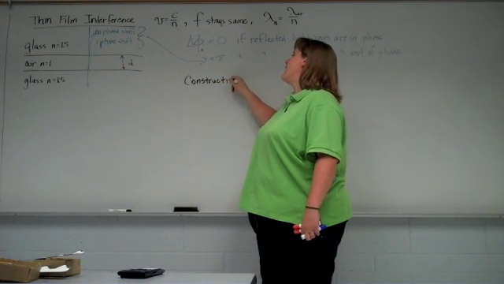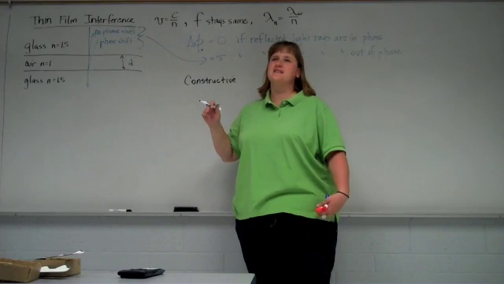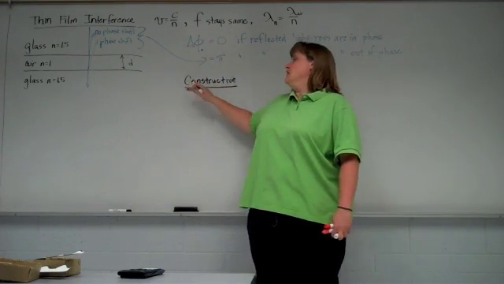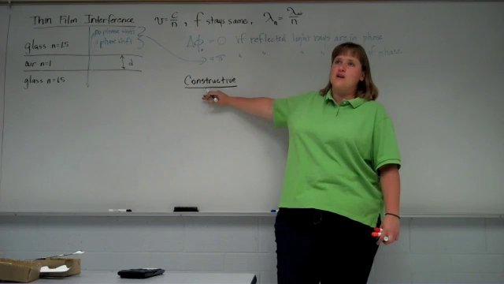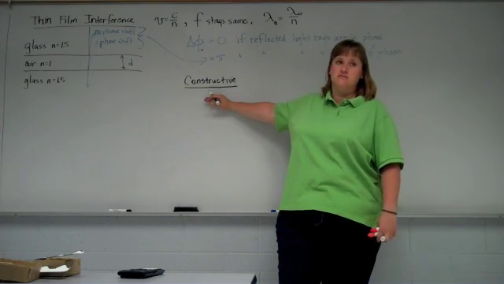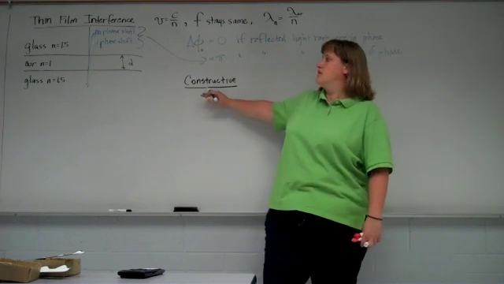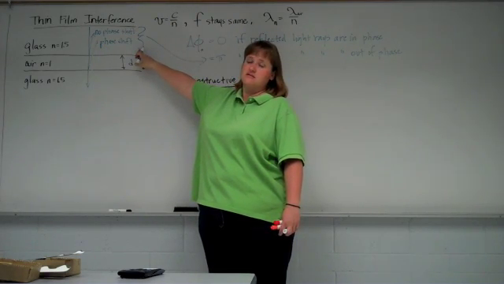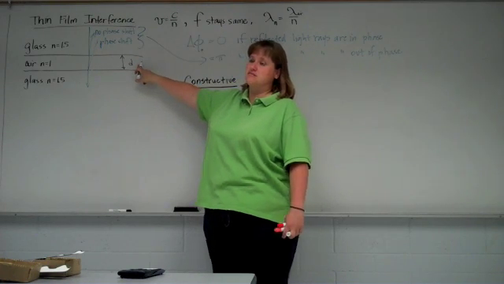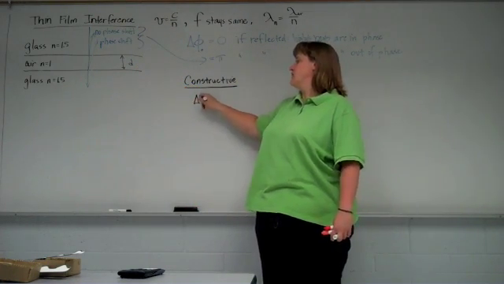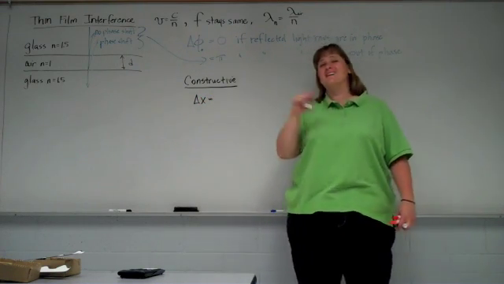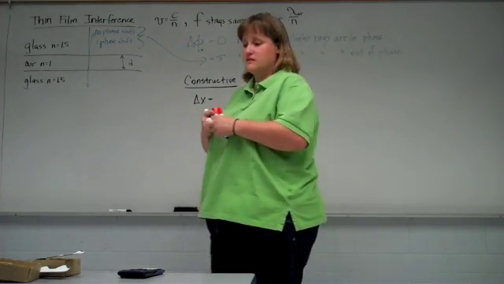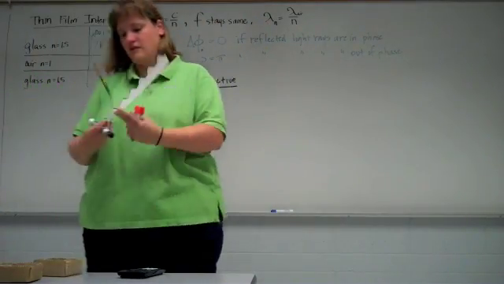If they are now pi radians out of phase, that's equivalent to how much of a wavelength? Half. Constructive interference means they are reaching the observer in phase. How do I get these two back into phase? This extra distance, delta x, has to be how many wavelengths to get it back into phase? Half a wavelength.